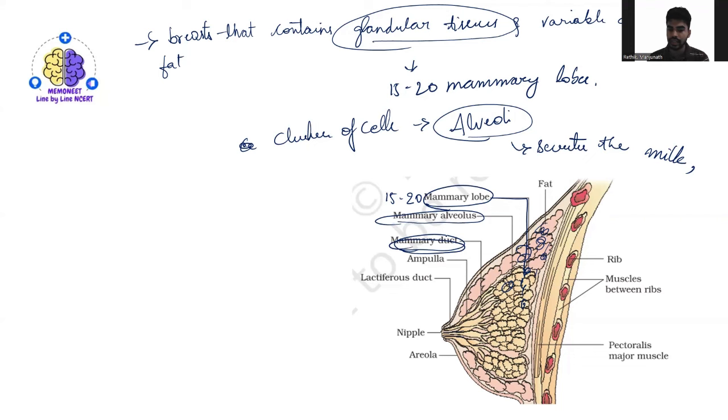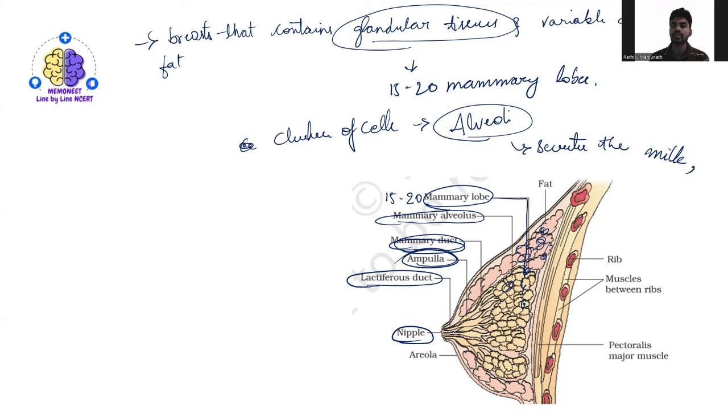So several mammary ducts get joined together to form what? A wide mammary ampulla. Okay, which is again connected to the lactiferous duct. This ampulla is connected to the lactiferous duct, through which the milk is sucked out from the nipple.